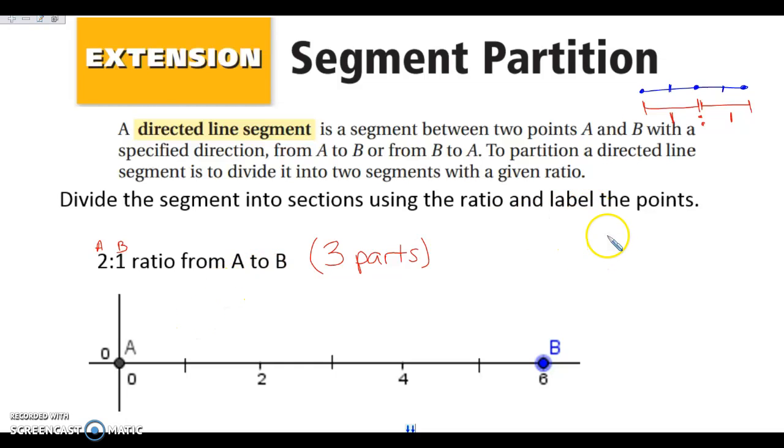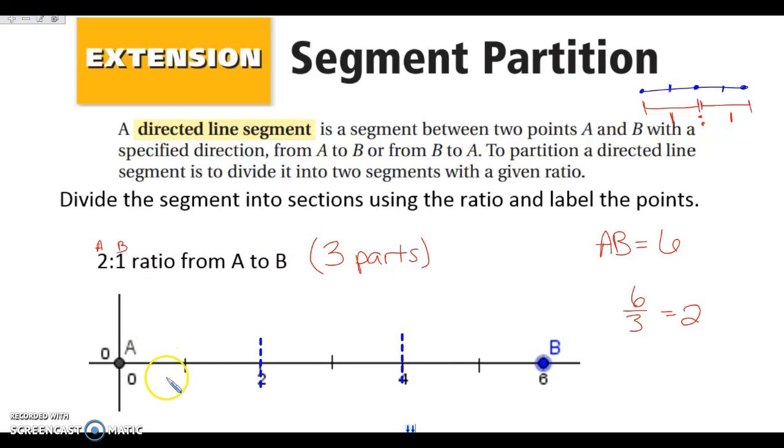So the first thing that I want to do is look to see exactly how long my segment is. So I go from 0 to 6, so AB has a length of 6. Now, I have 3 equal parts. I am taking the segment and dividing it into 3 equal parts. So I'm going to take 6 and divide it by 3 to get that each piece is going to have a length of 2. So every 2 units, I'm going to draw a little dotted line so that I know now I have 1 part here, 1 part here, and 1 part here. And all 3 parts again are equal.